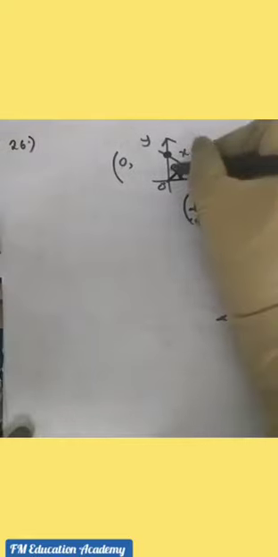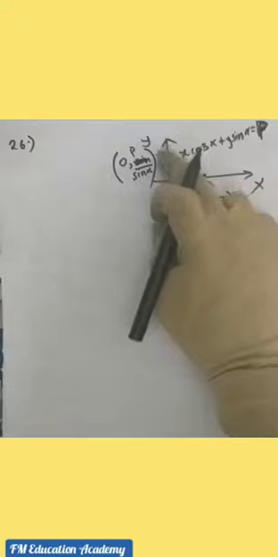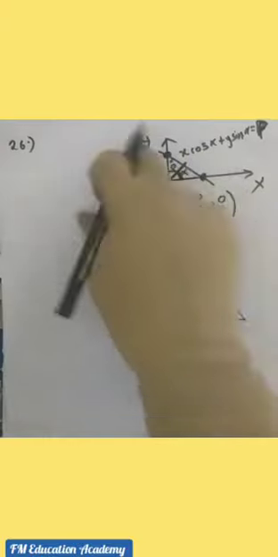Okay. So similarly here, if I assume that this is my alpha, then we have opposite side by hypotenuse, that is p by sin alpha. P is the opposite side and sin alpha is the y-axis. Okay, so we got these two points.